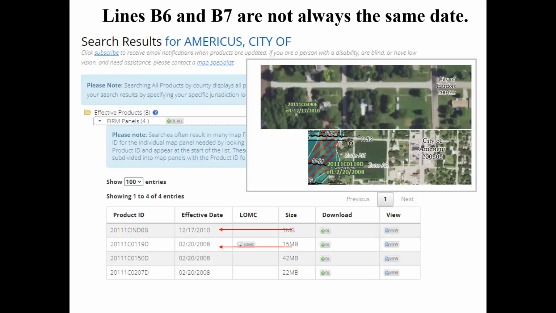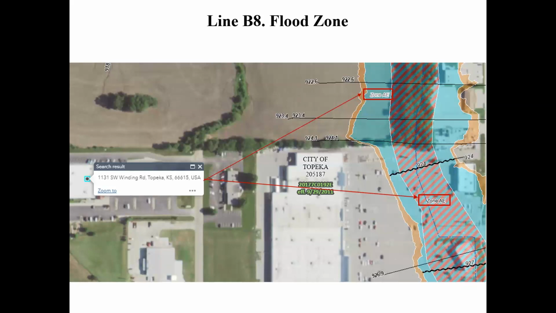Oops, I went back one. Okay, so here's line 8, B8, our flood zone. So like I said, my office isn't actually in the floodplain, but I've drawn arrows over to the adjacent floodplain, and they'll be clearly labeled. The labels adjust with the firmette, so everything should be very clearly labeled, and it should be pretty easy to tell what flood zone you're in.